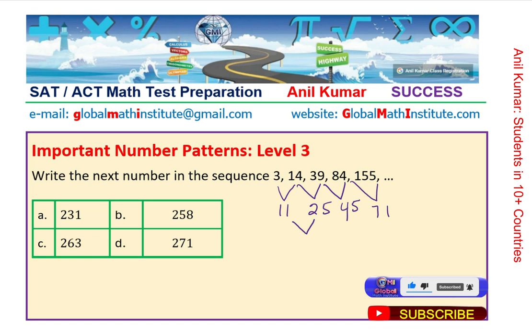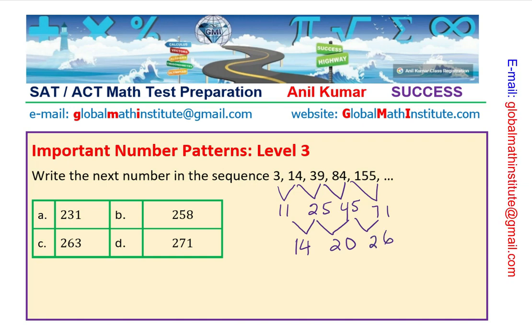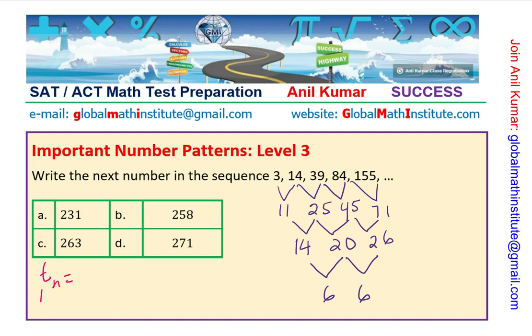So if we continue, we get 25 minus 11, which is 14, and then 45 minus 25 is 20, and then 71 minus 45 is 26. Now, what we notice is that the third difference is constant. This time we notice that the third difference is constant. It is kind of a cubic relation. So once again, you need to find a general term, Tn equals what? And then let's say you find the 10th term. That could be your question for level 3.